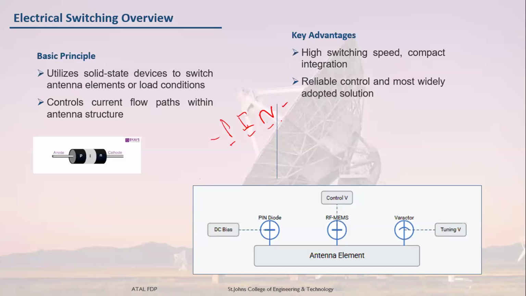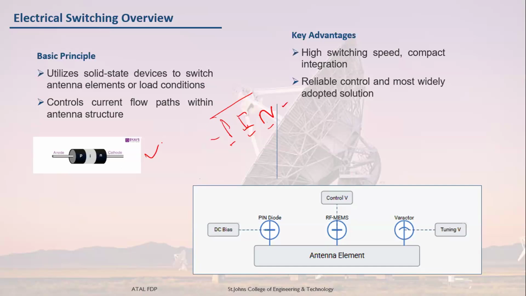It is actually meant for RF switch. We know about the PN junction diode, but the PIN diode is actually meant for RF switching, because my ordinary PN junction diode cannot work at RF frequency, radio frequency. The switching speed is not enough. So generally we use PIN diodes for changing the state of the antenna.